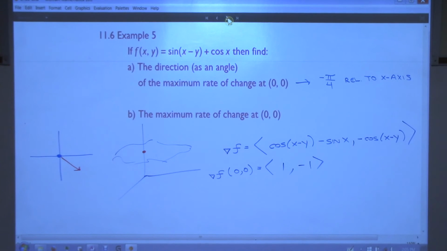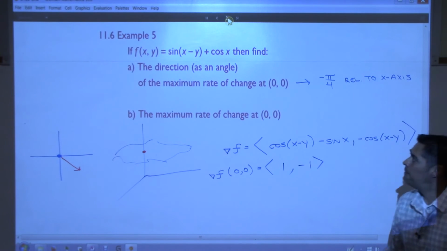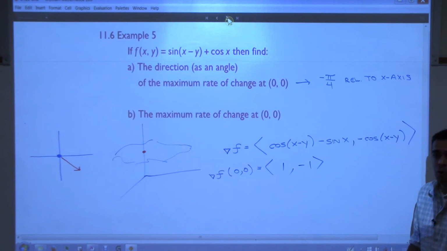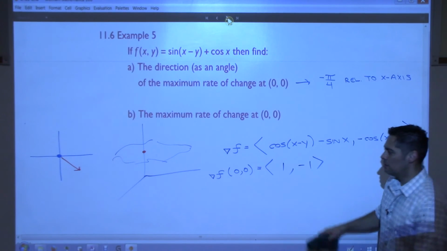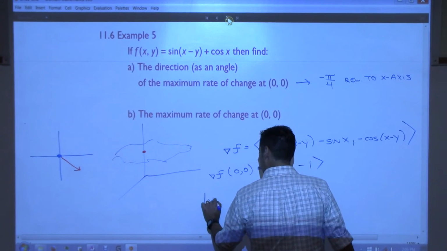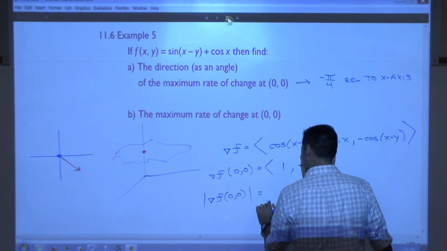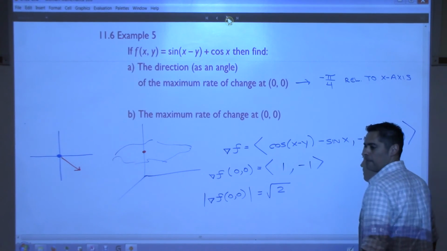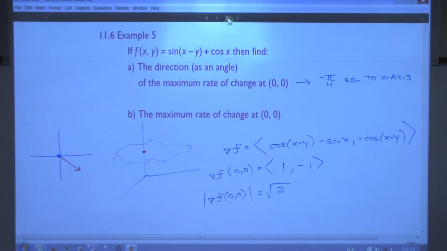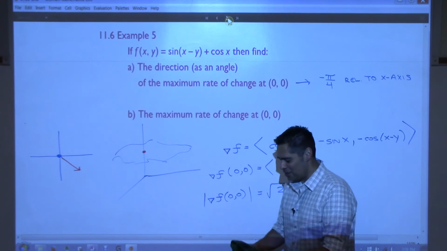What about part B? Find the maximum rate of change. So what is that maximum rate of change? It's the magnitude of that derivative. So all you have to do is take the magnitude of this. Square root 2? Root 2. Come on, this has got to be somewhat amazing. No, only to me, I guess.